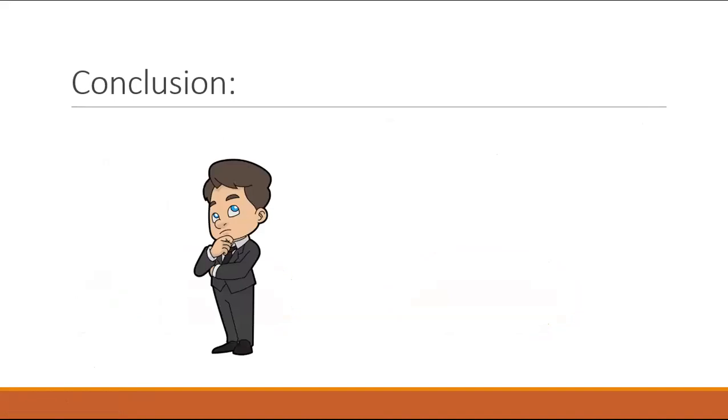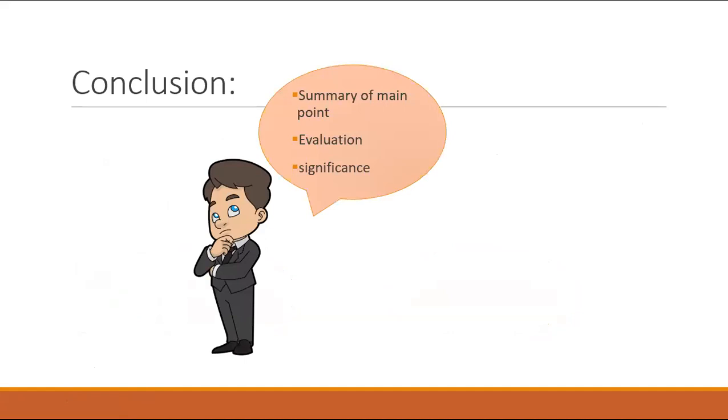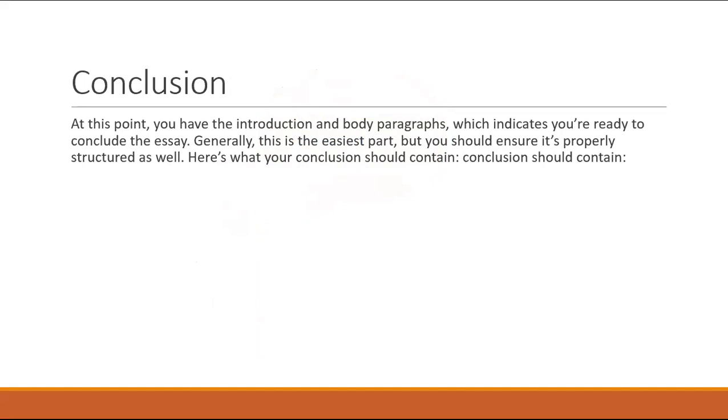So, when you talk about the conclusion, the end of the essay, as we discussed earlier, we have three parts of the essay: introduction, then body paragraphs, and then conclusion. In conclusion, what do we do? We talk about the summary of the main points, we evaluate them, and we bring out the significance of that comparison and contrast. At this point, you have the introduction and body paragraphs, which indicates you are ready to conclude an essay, right? Generally, this is the easiest part. Yes, you're right, Abrar. In the conclusion, we recommend our own analysis, our own understanding of two subjects, our own inclination, or maybe the information that we want to pass on to the readers.